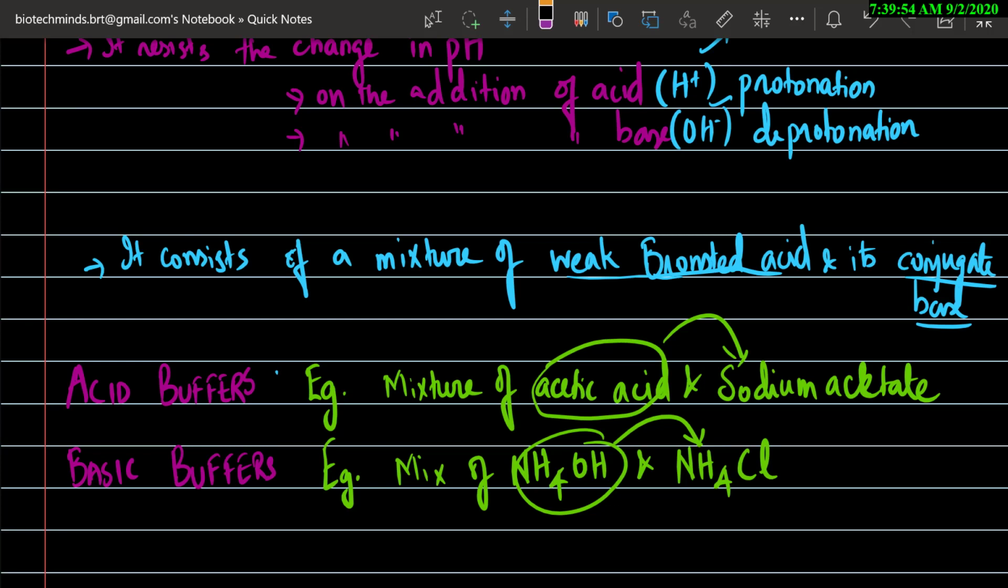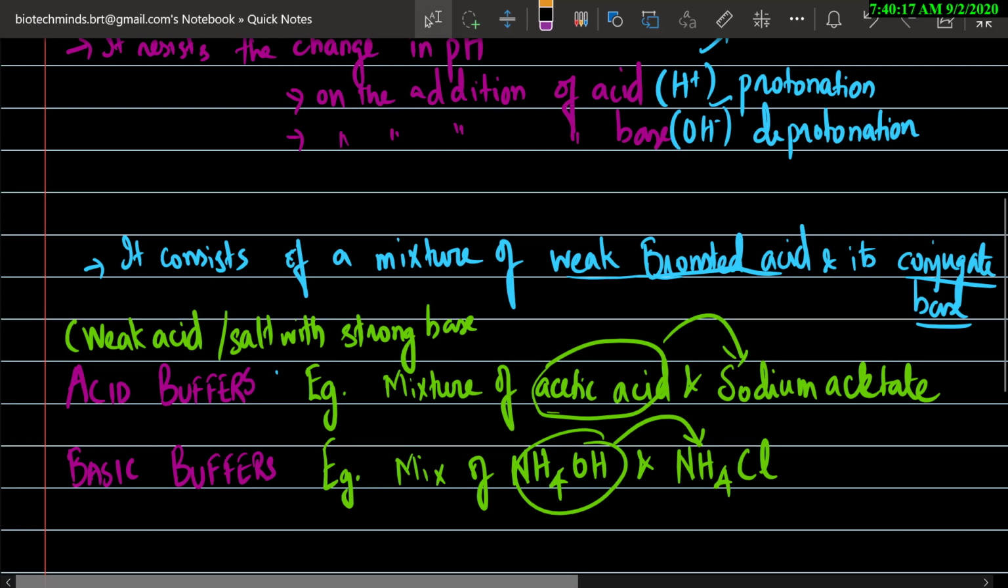Acid buffer is a combination of a weak acid and its salt with a strong base. The weak acid is acetic acid and the salt with a strong base is sodium acetate. For acid buffers, there are other examples we can consider, because these are going to be explained in biological buffers. I am going to explain that.